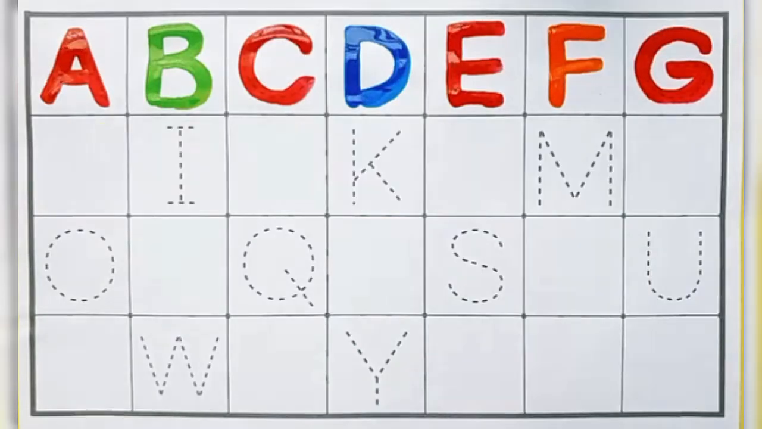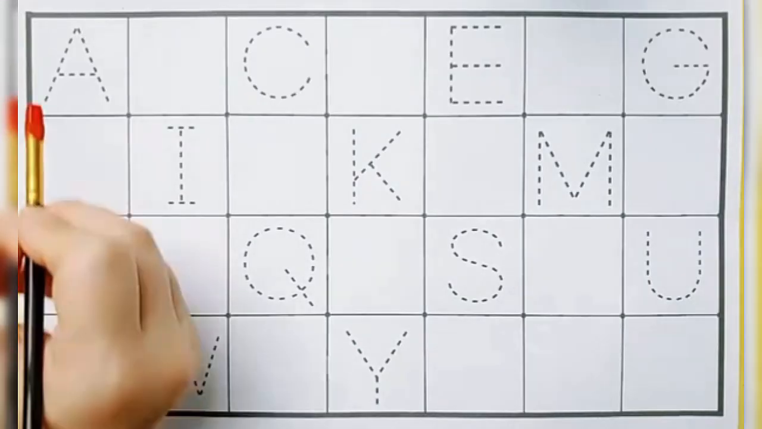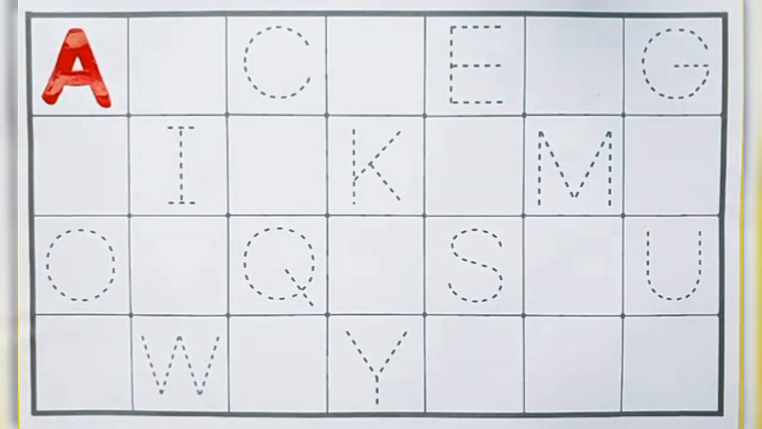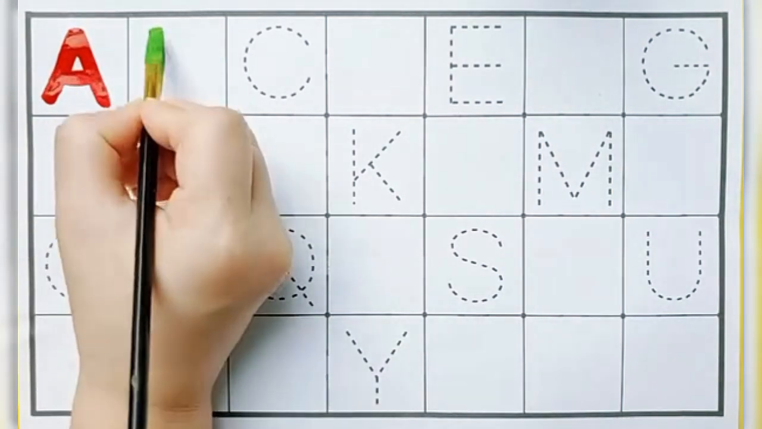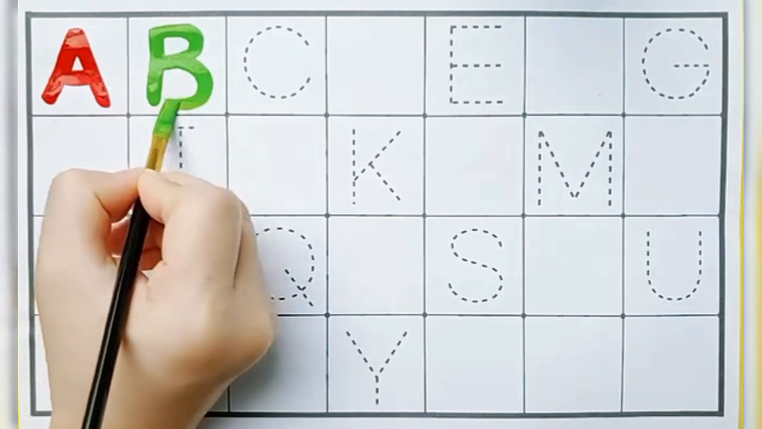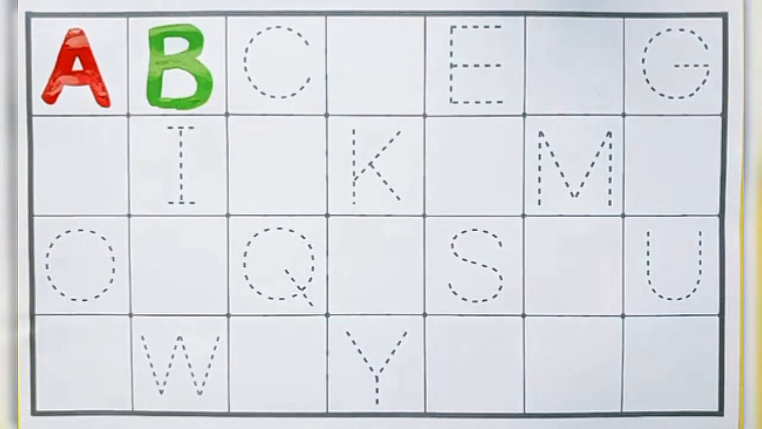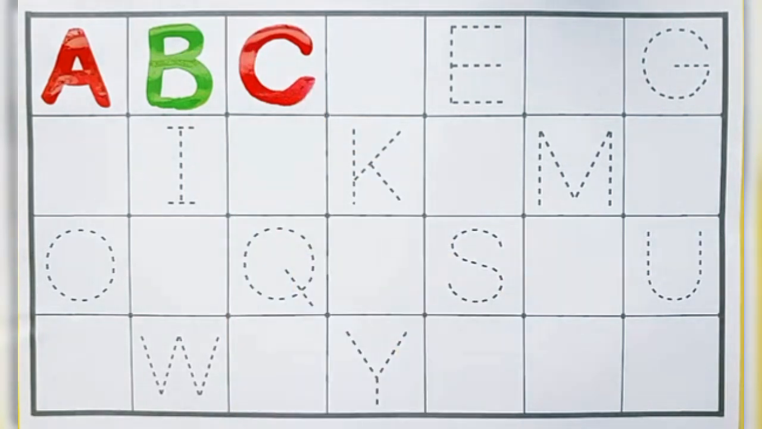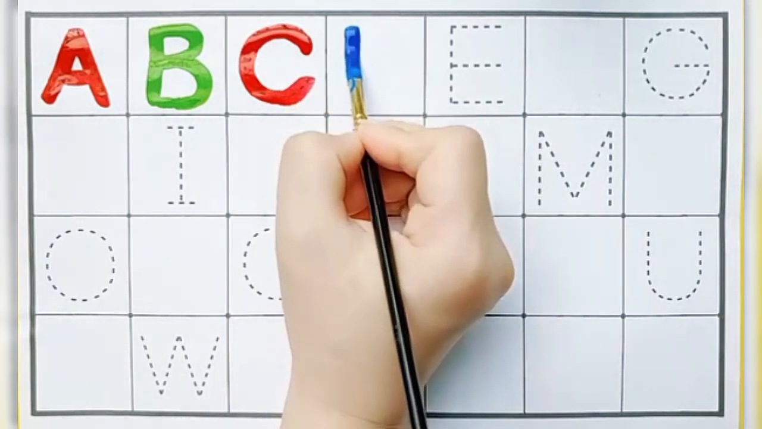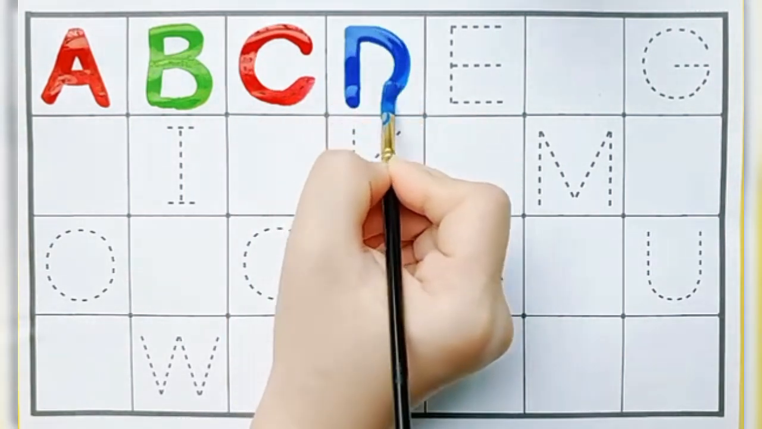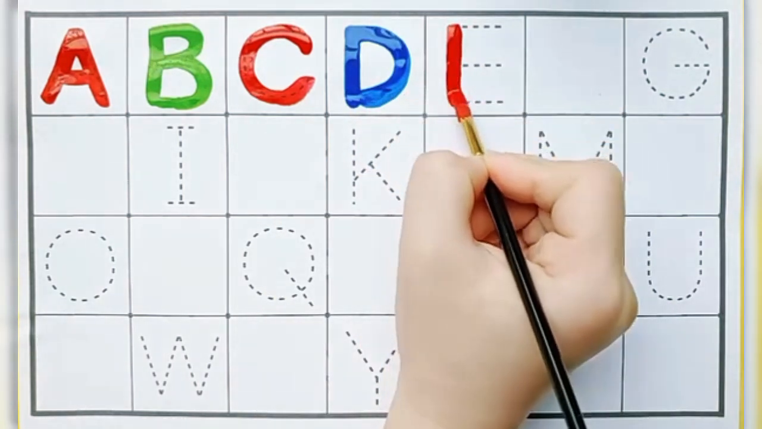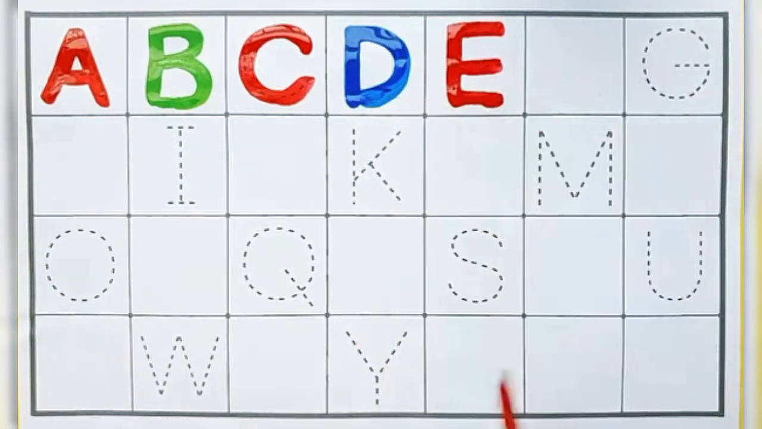English alphabet. A for apple, B for ball. A for apple, B for ball, C for cat, D for doll, E for elephant.